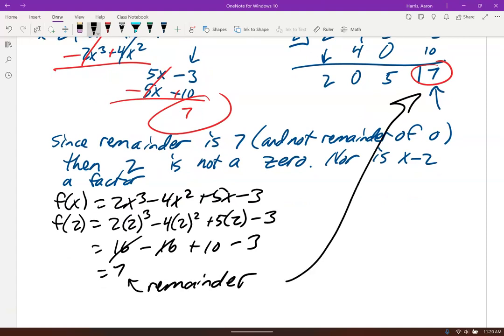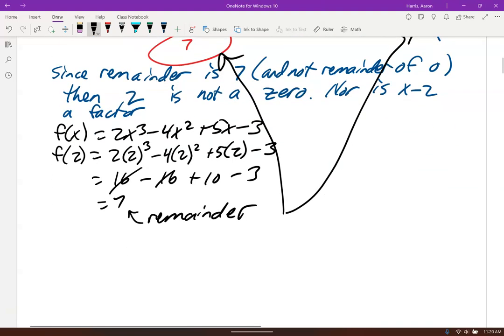If you notice, that was our remainder, right? If we did it with long division or synthetic division. So since the remainder is 7, the remainder is not 0, then 2 is not a 0, right? Nor is x minus 2 a factor, right? Let's keep going with some more.